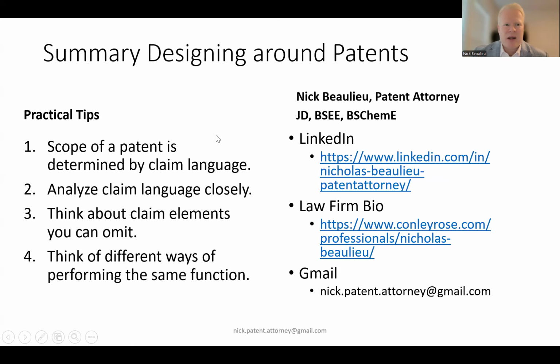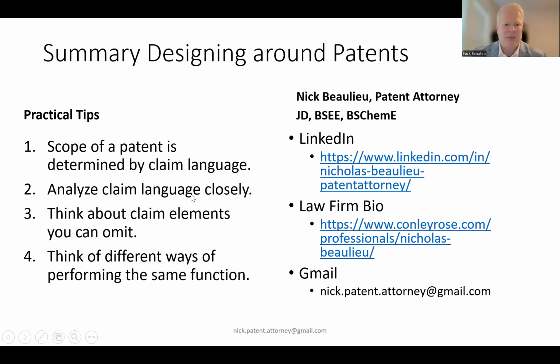So this is my summary about designing around patents. Practical tips. 1, the scope of a patent is determined by the claim language. So someone says they have a patent for 3D printing, what does that mean? You have to go look at the patent, look at the claim language and see what that means. It just covers very specific things that are indicated by the claims. It just doesn't cover the concept in general.